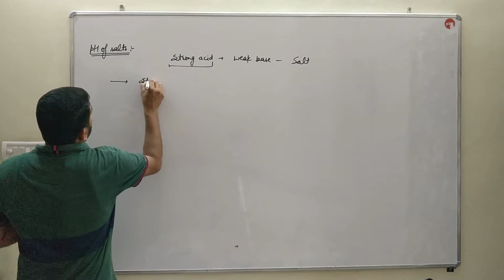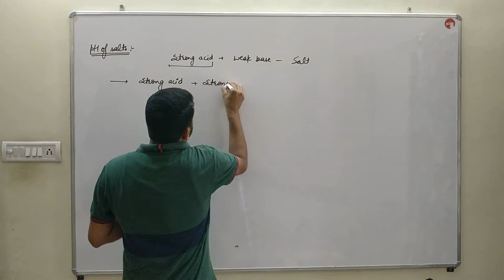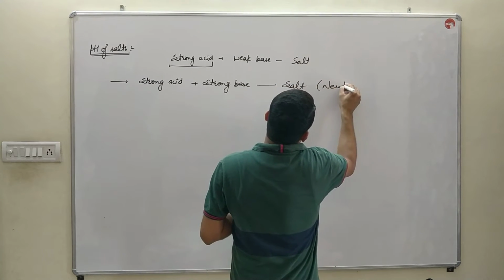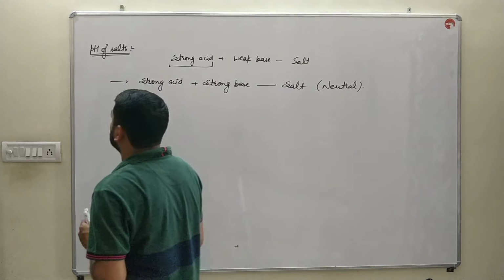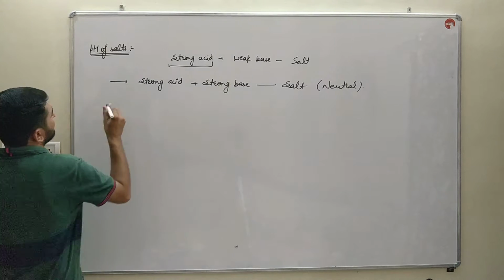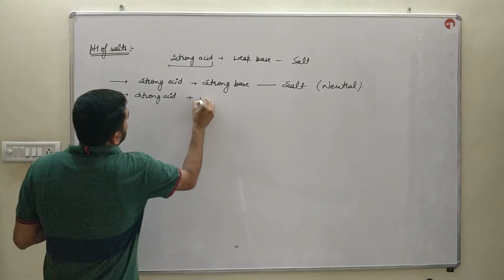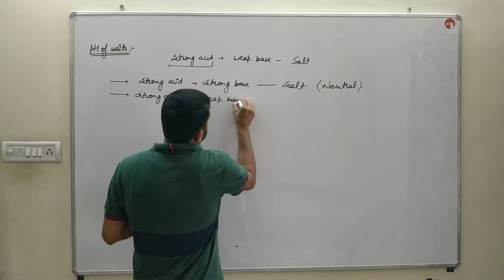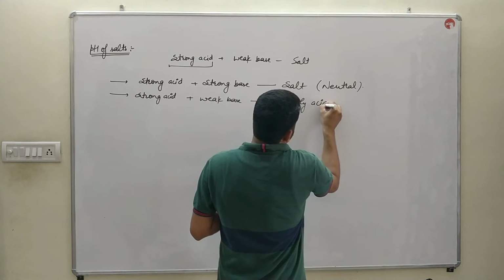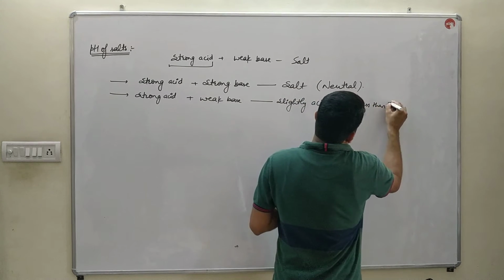So the first one is, when a strong acid reacts with a strong base, then the salt is almost neutral. The pH of that salt is almost 7. So that salt is neutral. Second, when strong acid and weak base react, then slightly acidic salt is formed. That is, pH less than 7.